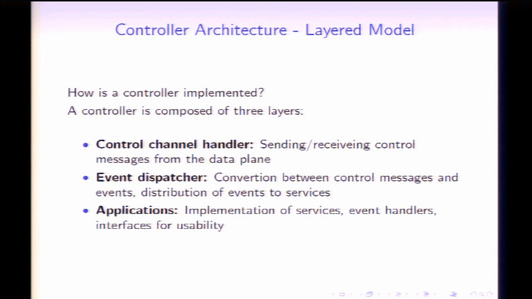Looking at source code from different controllers, it turns out that there are 3 major components to an OpenFlow controller. Starting from what's closest to the data plane, there's the control channel handler that sends and receives OpenFlow messages. Above that is the event dispatcher, which takes these messages and converts them to different kinds of events or signals that the controller can internally understand. And the dispatcher also distributes these events to its applications, which are basically the event handlers that handle these specific types of events or return configurations to switches, and so on.